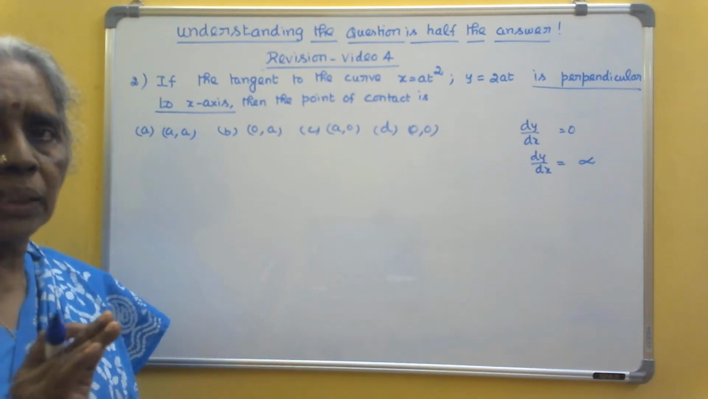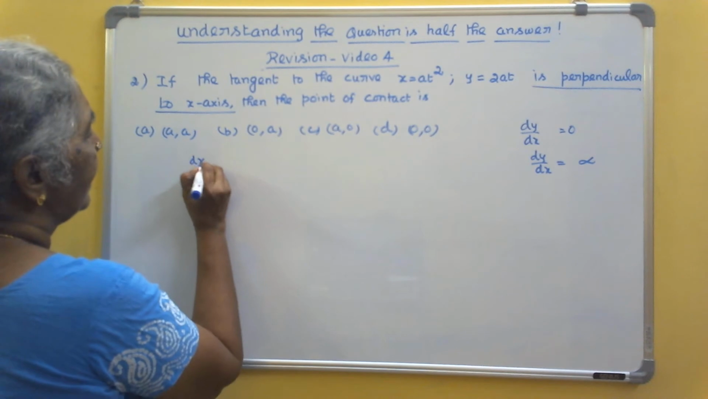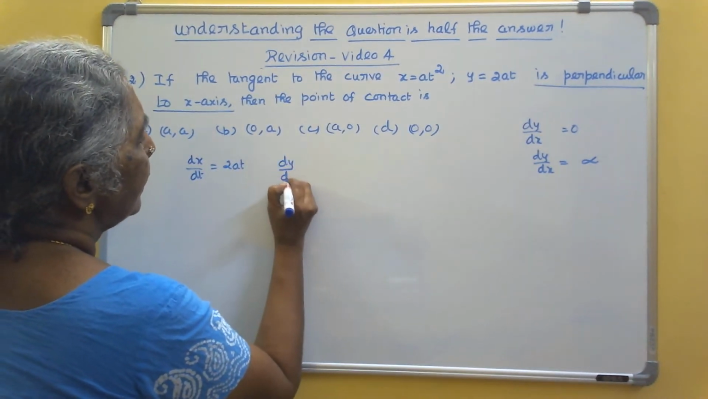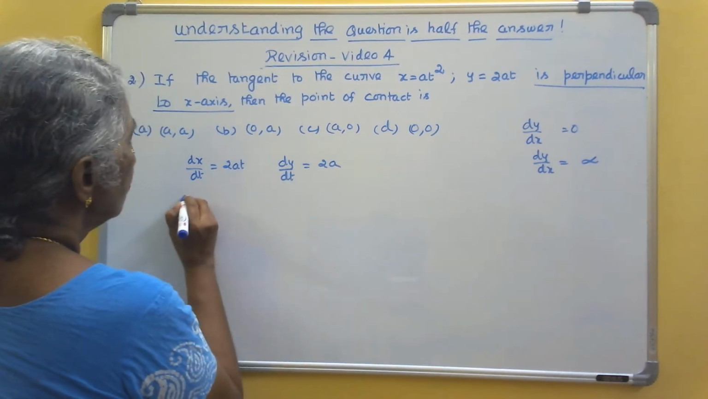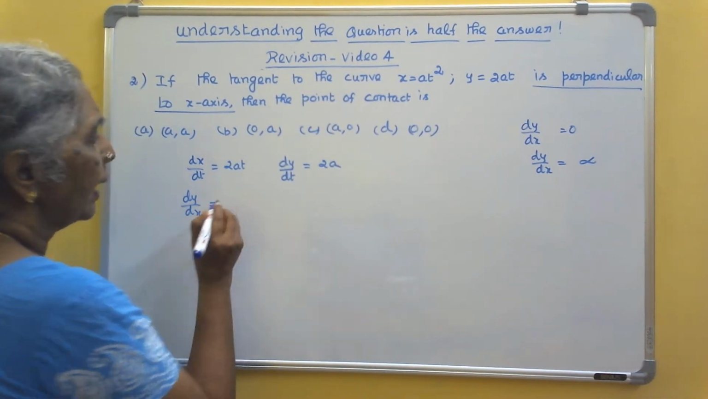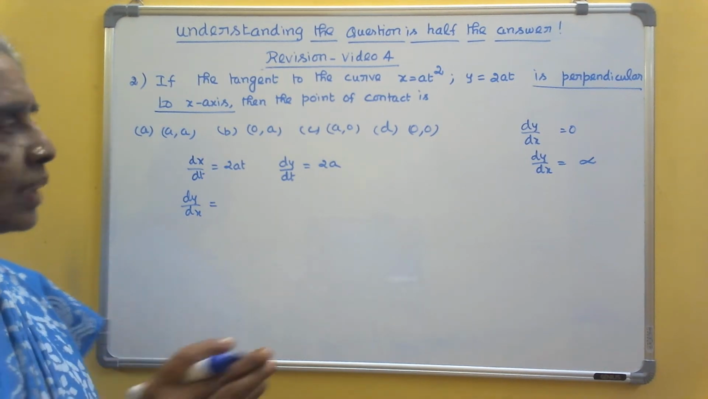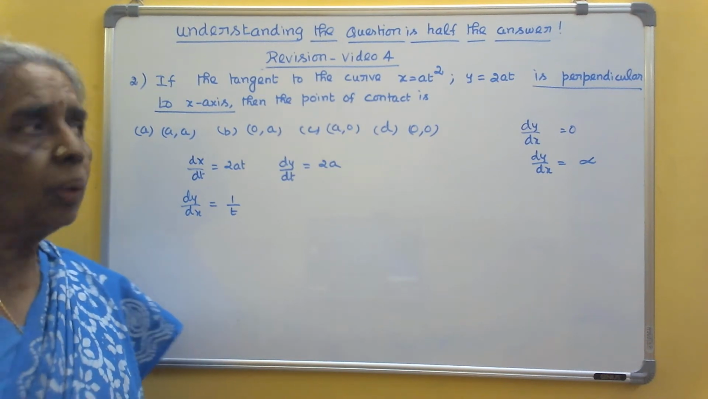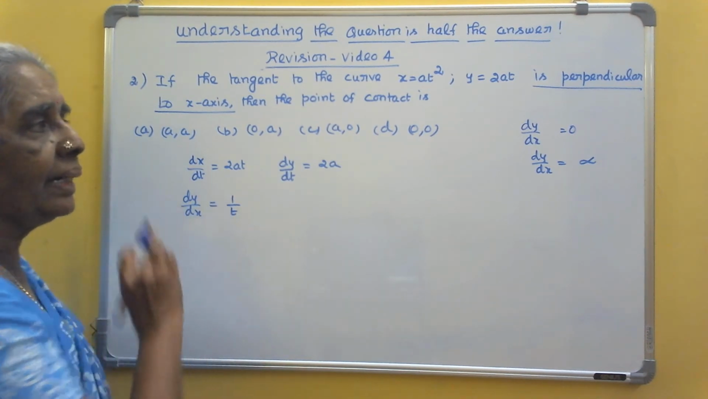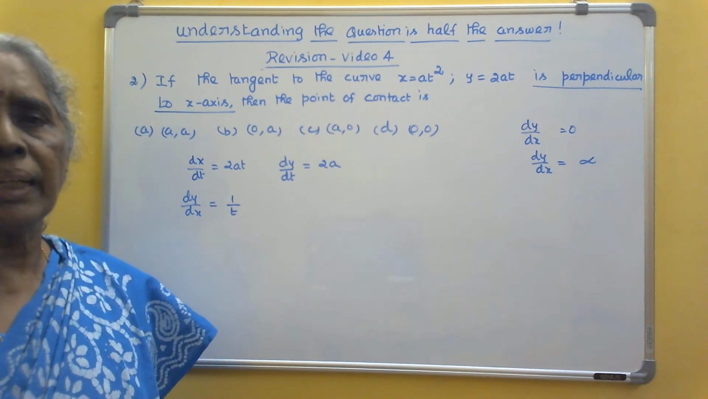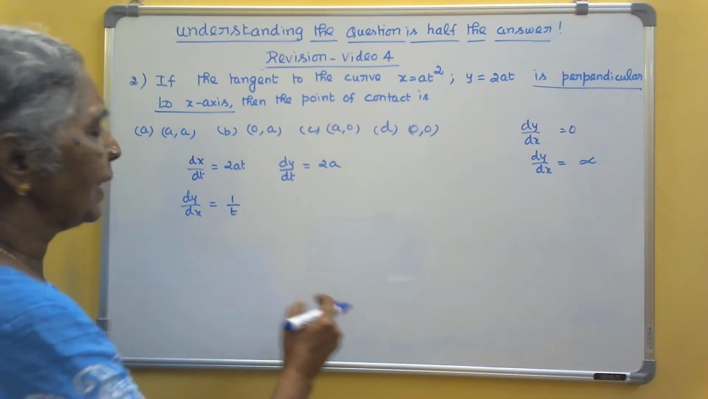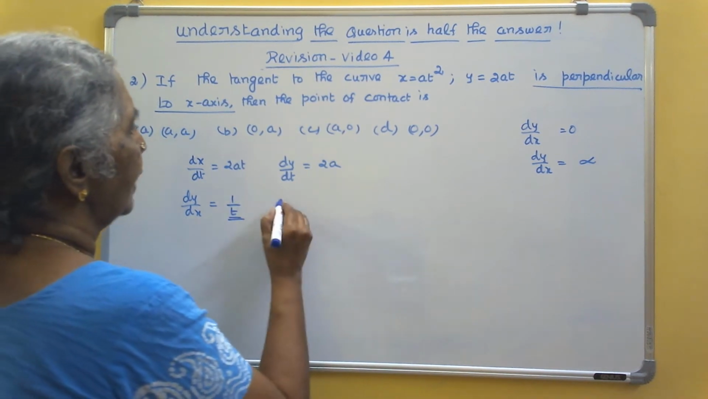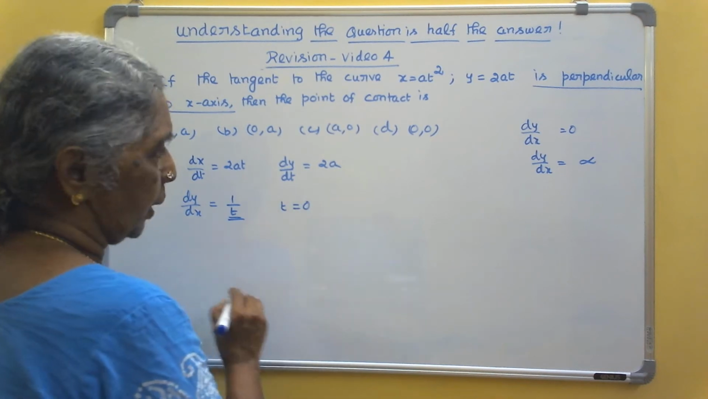So, now how do we find the slope? Let us find dx/dt, that will be 2at. dy/dt is equal to 2a. So, dy/dx, you know, is dy/dt divided by dx/dt. So, you will get 1/t, right? So, this dy/dx, you know, is infinity. What does it mean? Something by 0. So, the denominator will be equal to 0. So, you will get t equal to 0, right?